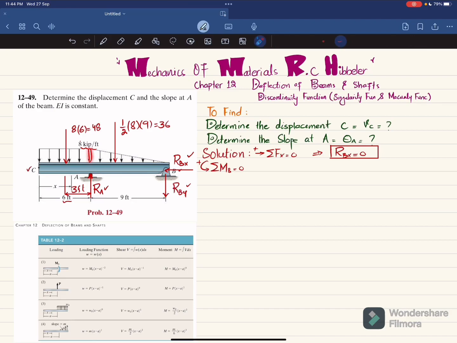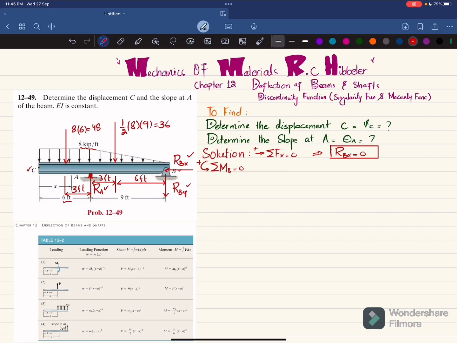Now it is acting at a distance of L/3 from this denser side. This is the denser side. So this distance will be L/3, and the length of this portion on which it acts is 9. So 9/3 is equal to 3. So this distance will be equal to 3 feet, and the remaining distance will be equal to 6 feet.